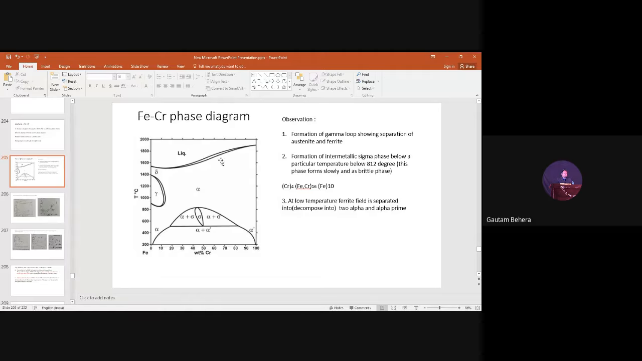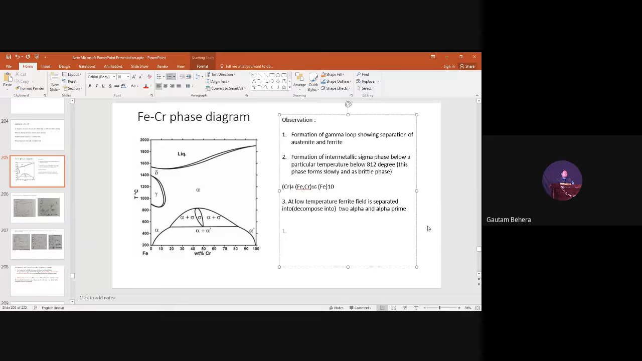If you have gone through the phase transformation class, you might have heard about this miscibility gap. This part is called the miscibility gap, if you remember. It occurs at a low temperature, basically. There is a minimum temperature where there is a miscibility gap. There will be no solubility. And also you have heard about spinodal decomposition, I'm sure, which occurs due to this miscibility gap.